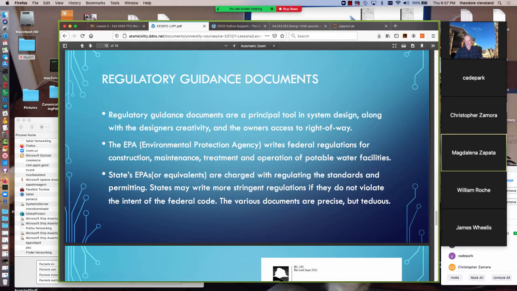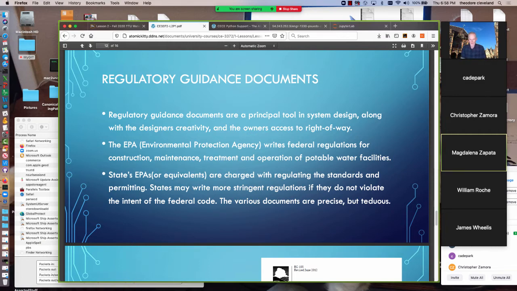So regulatory implies rules. And the Environmental Protection Agency writes federal rules for construction, maintenance, treatment, and operation of potable water facilities. There's a population lower limit on EPA's authority, and I can't remember what it is. It may be 10,000 connections or 100,000. 10,000 sounds right. So if it's smaller than a 10,000 connection system, the EPA has no statutory authority over it.